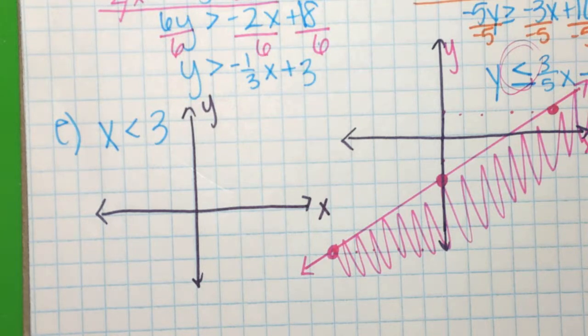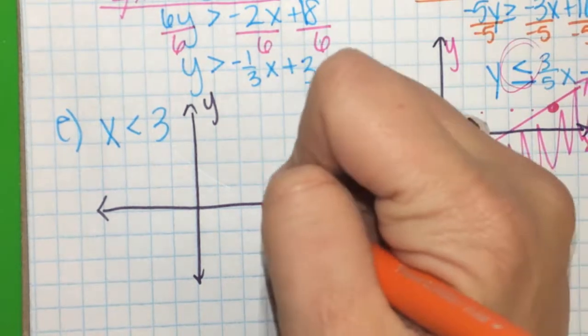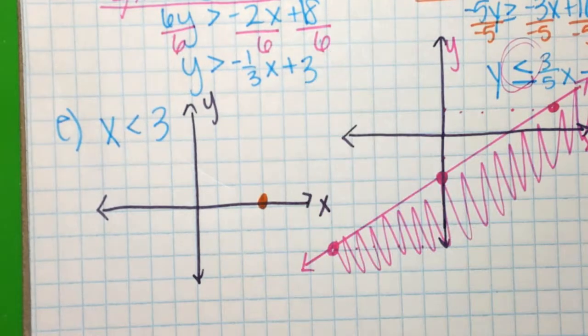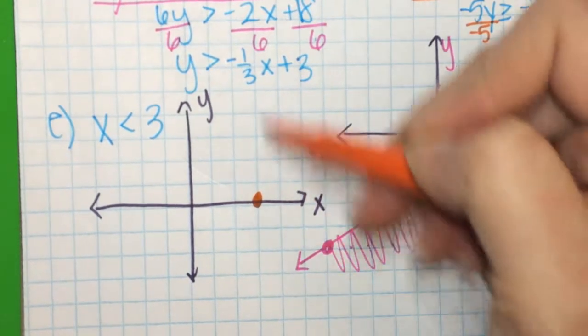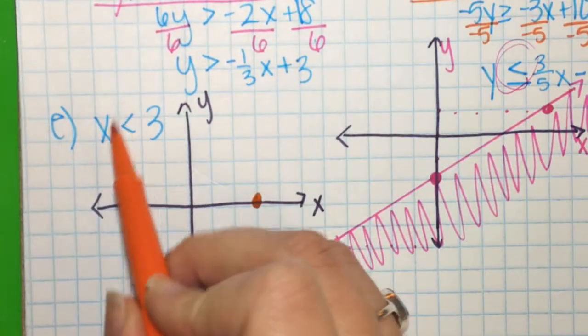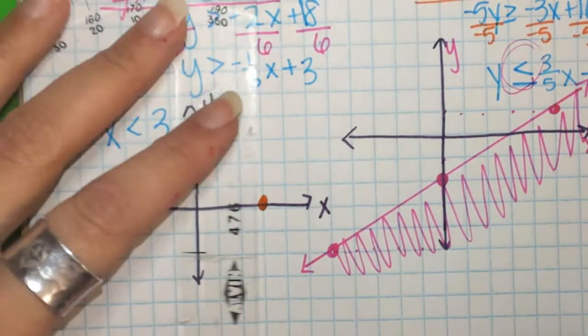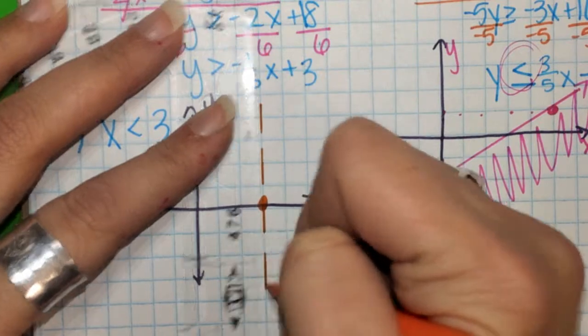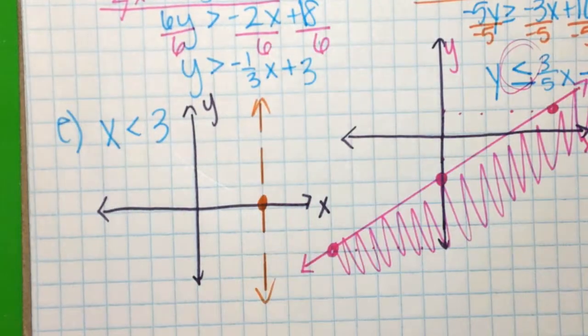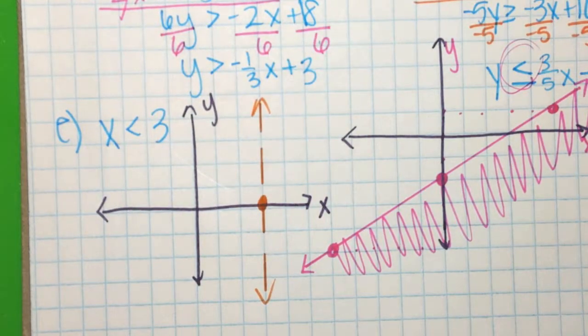Alright, so is it a positive 3 or a negative 3? It's a positive 3. So am I going to go left or right? I'm going to go right 3, and I'm going to put a dot. Now, since it says that x is less than 3, we don't have a slope. It's just a vertical line that goes straight up and down. Is it going to be a solid or a dashed? A dashed line. Good. And that's it. That's all you do.